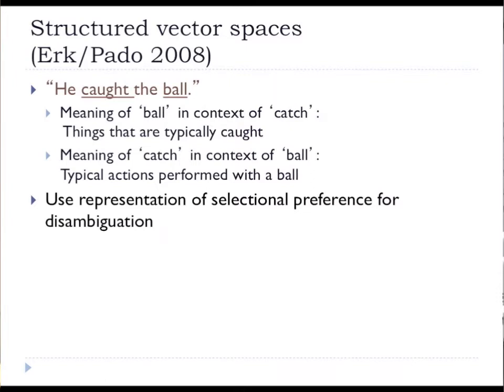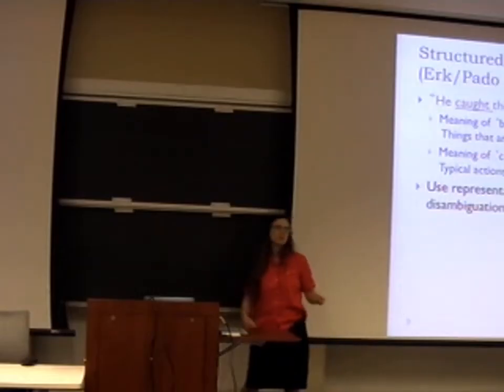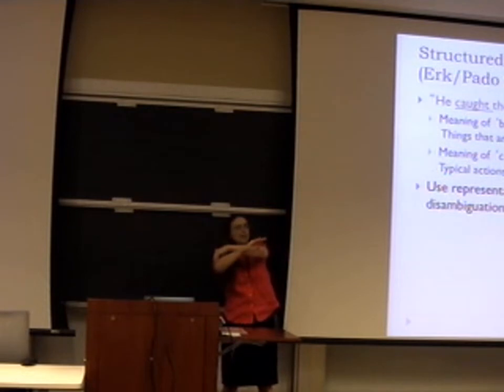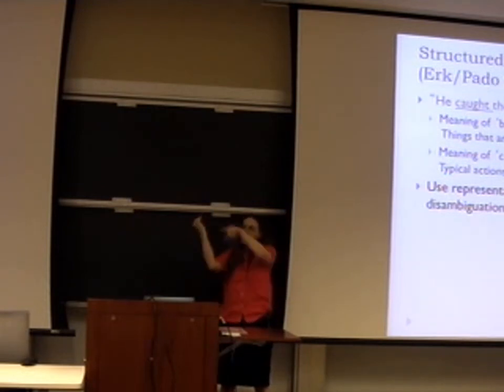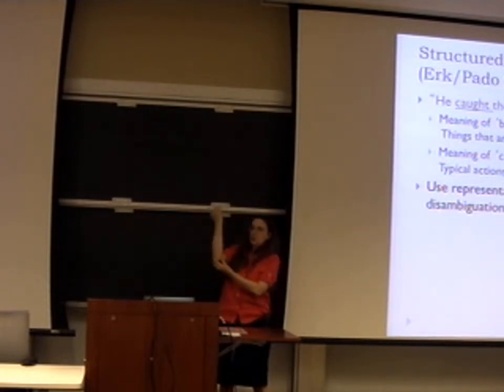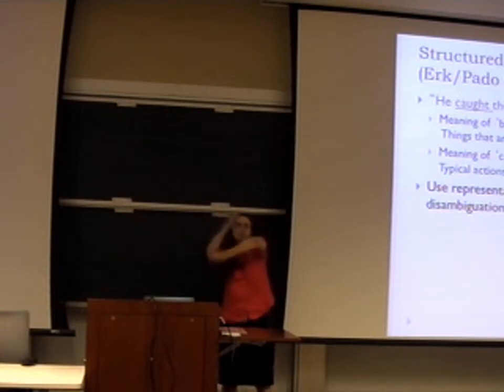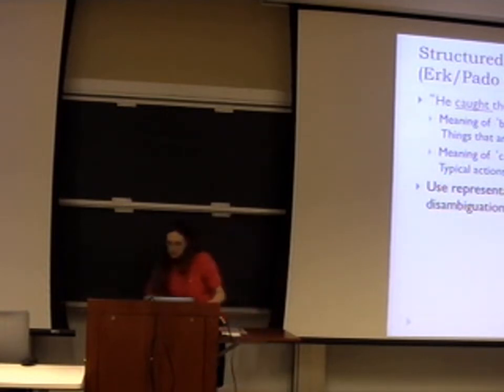Conversely, contracting an illness is not a typical action that is performed with a ball, but grabbing is more likely. So we use selectional preferences for disambiguation, and in particular we use the selectional preferences of catch to disambiguate ball, and the other way around, the inverse selectional preferences of ball towards the predicates that occur with it to disambiguate catch.